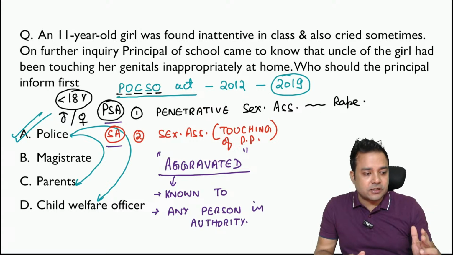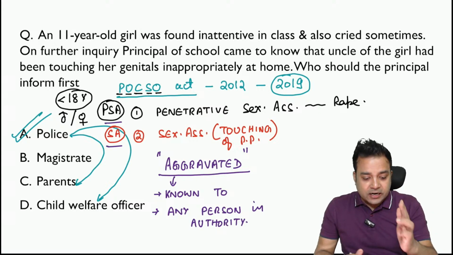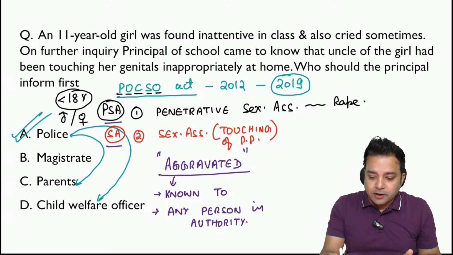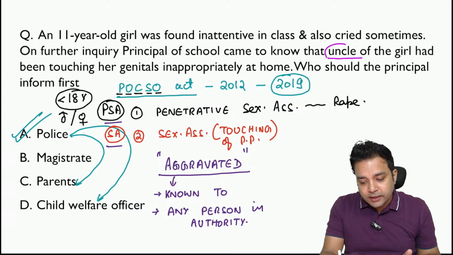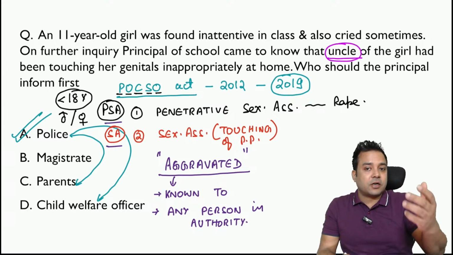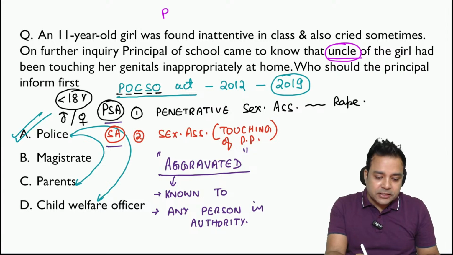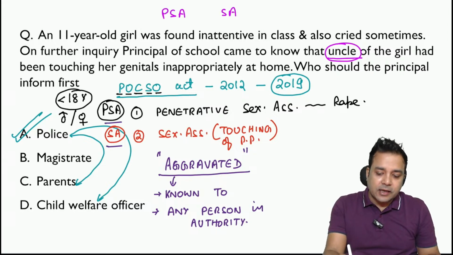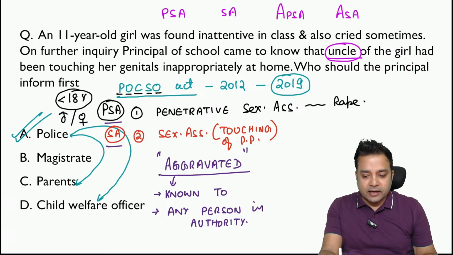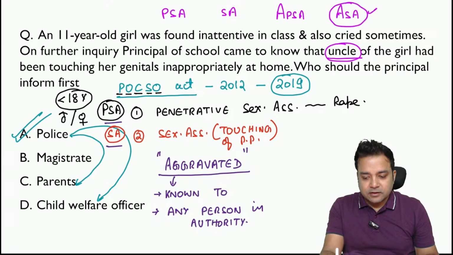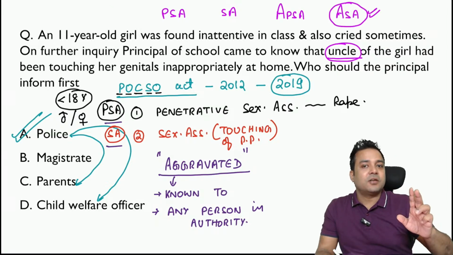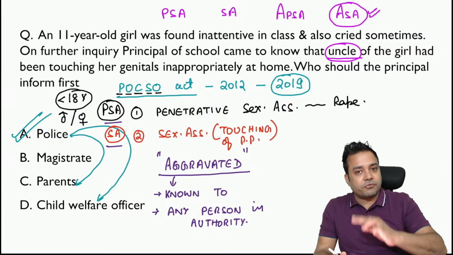What is the offense which the uncle was found to be doing here? Now answer. Suppose next time they ask you, what is the offense which this uncle is doing? Options are PSA, SA, aggravated PSA, aggravated SA. So your answer will be aggravated SA, because the uncle is a known relative, so the offense will become aggravated. What is the offense which he was doing?